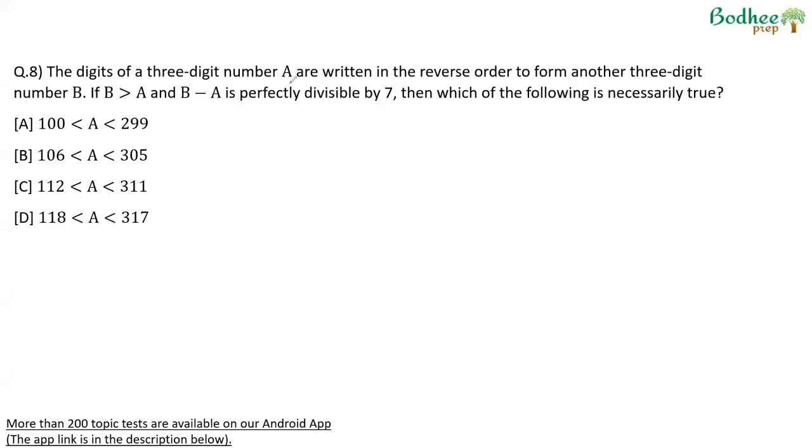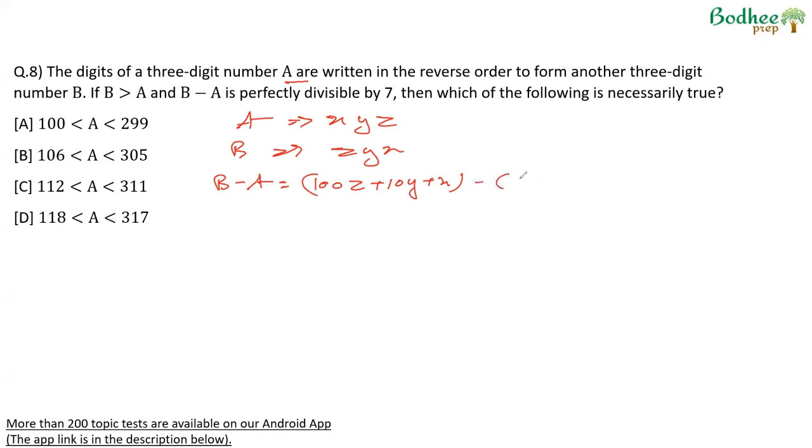The digits of a 3-digit number A are written in the reverse order to form another 3-digit number B. B is greater than A. So if A is, say, XYZ, B is the reverse ZYX. B minus A is perfectly divisible by 7. So B minus A will have a value of 100Z plus 10Y plus X, standard form of a 3-digit number in decimal system, minus 100X plus 10Y plus Z. This becomes 100Z plus 10Y plus X minus 100X minus 10Y minus Z.